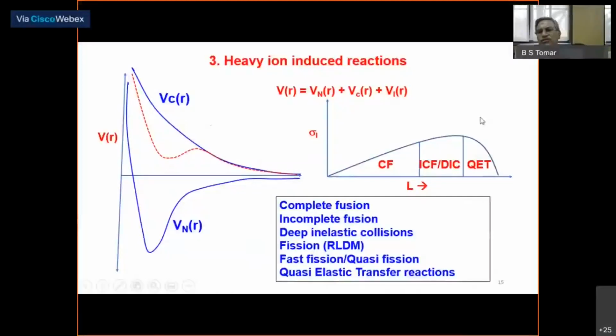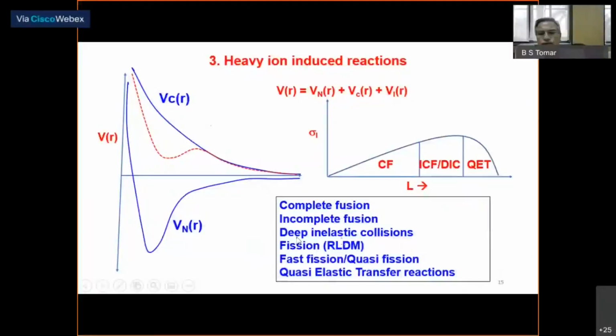And for the last window, we call them quasi-elastic transfer reactions, where they are like grazing collisions. So the projectile and target just graze through each other, wherein a few nucleons are transferred between them. So they are actually mostly like a Coulombic scattering, but there is an exchange of particles between the two.